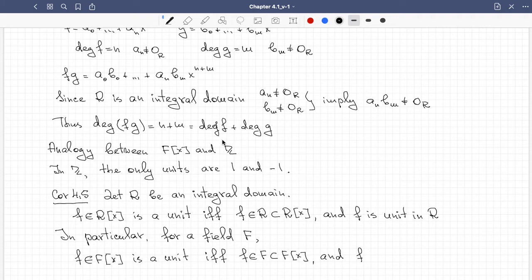In Z, there is a huge amount of non-zero elements, all of them except 1 and -1, which are not units. However, Z is an integral domain itself. A field is an integral domain such that every non-zero element is a unit. So the condition to be a unit in a field means simply f is different from 0. So all constants except 0 are units in the polynomial ring, all elements of the field. All polynomials of degree 0 are units.